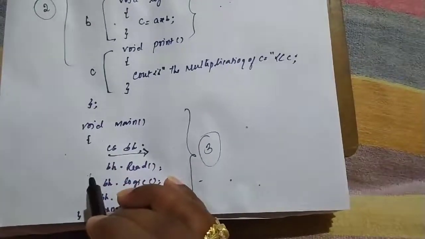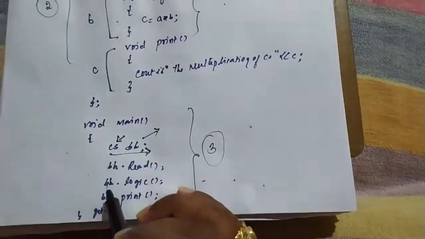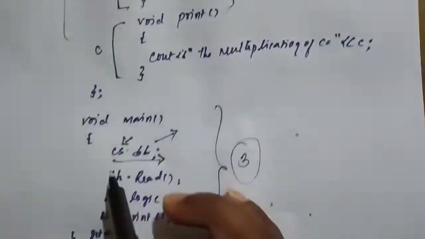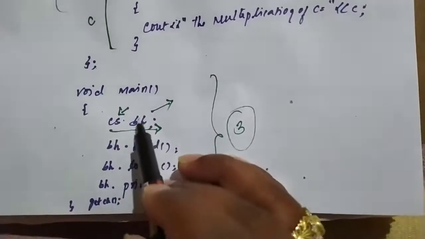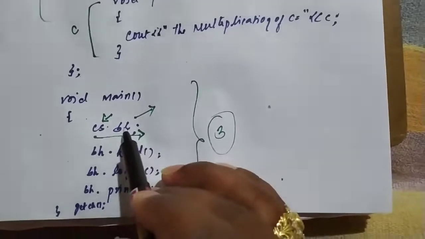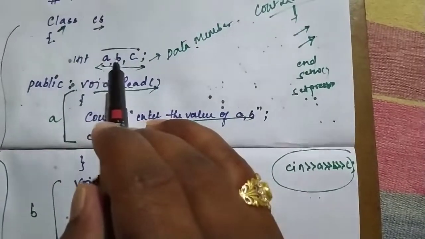How are you creating the reference object? A class name followed by the object name. What is our class name? The class name is CS. I have called the same thing. BH I have called here. The reference object can be anything, but one thing you remember, this name should not be the same as a data member.